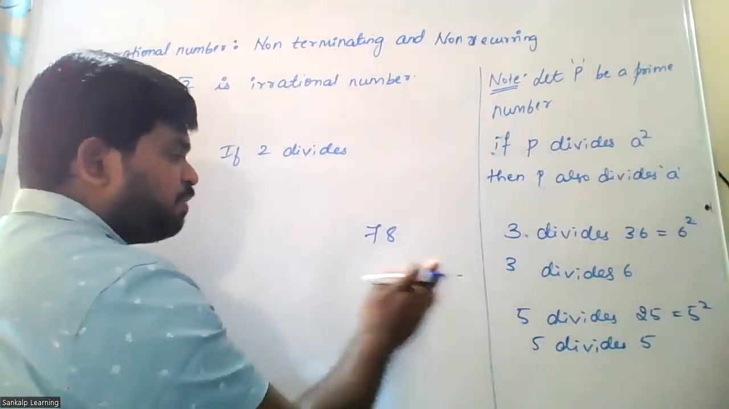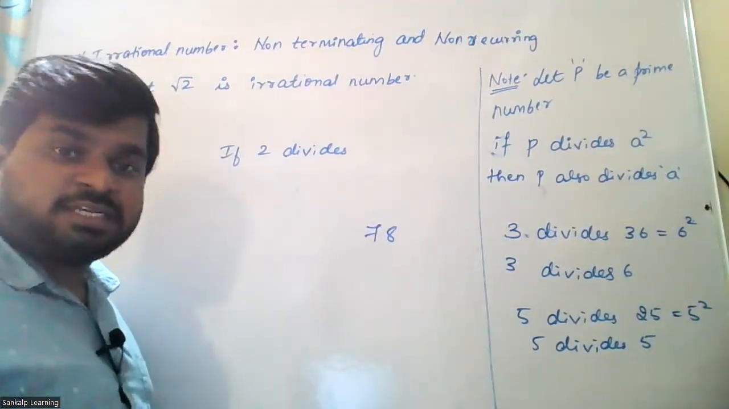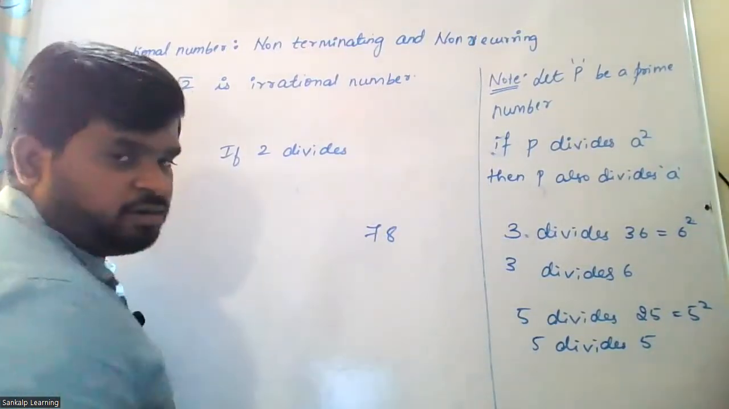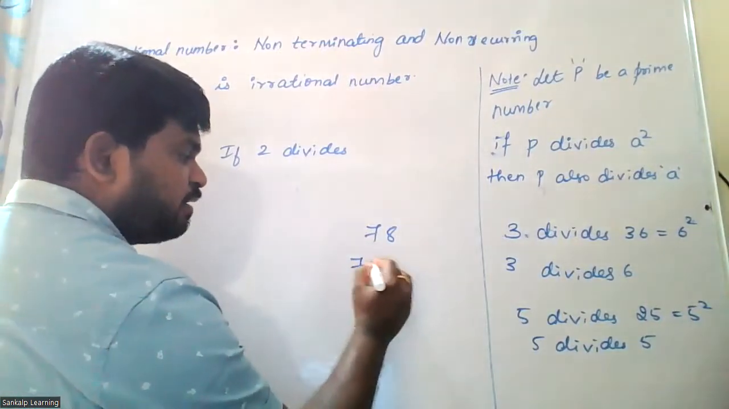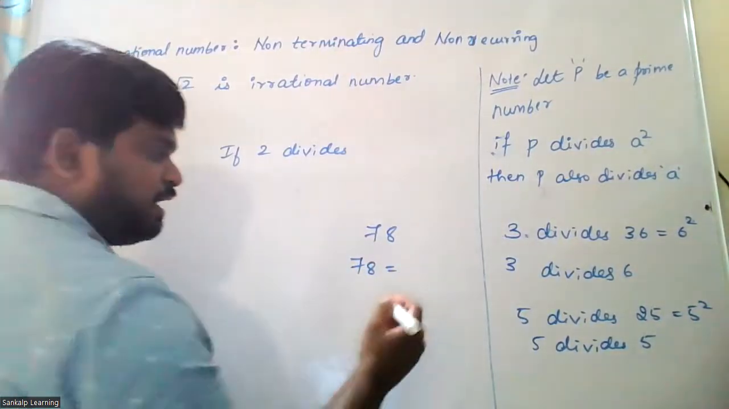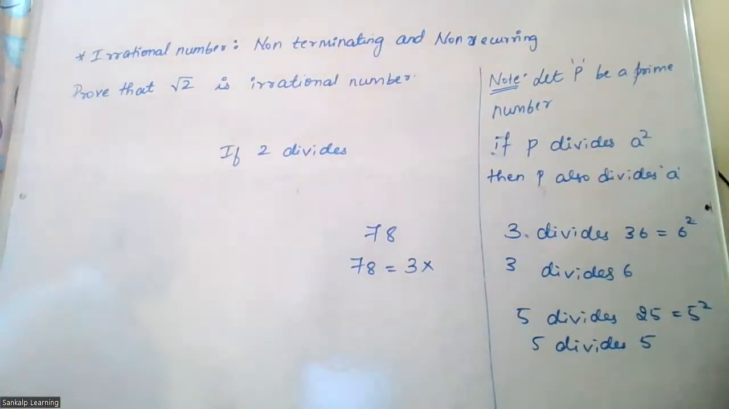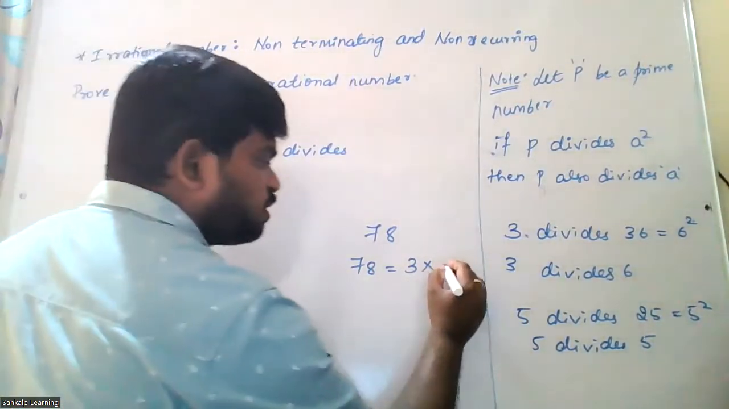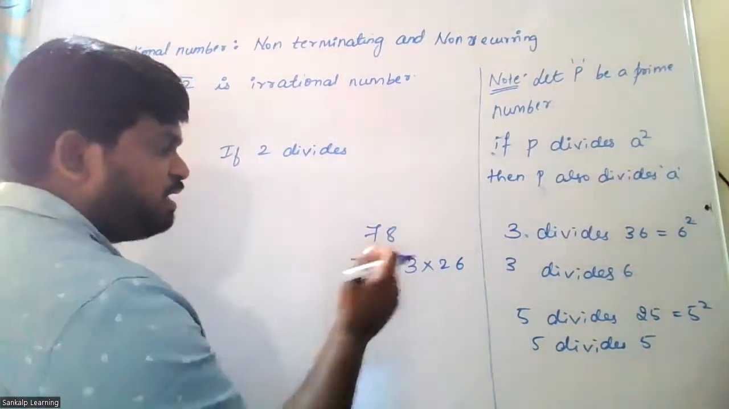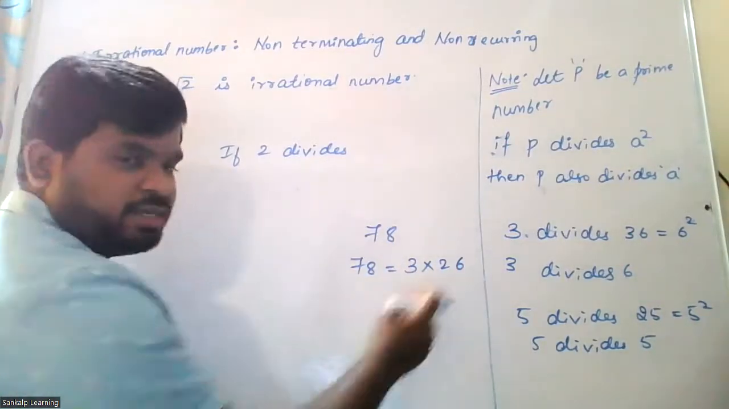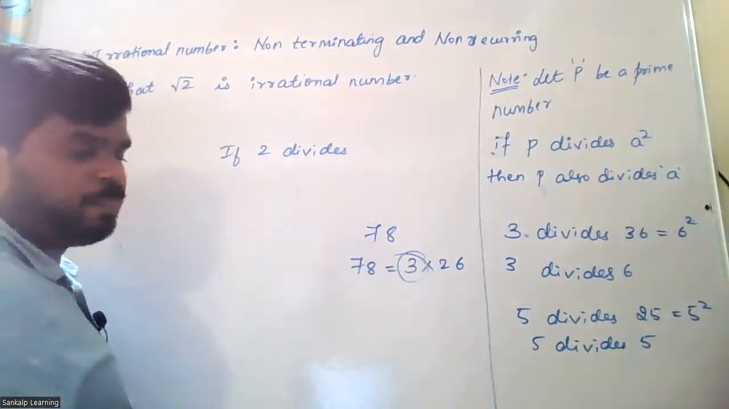Let's take another example. 78, is this divisible by 3? Yes, it is divisible by 3. You can check it out. Why? Because this 78 can be written as 3 into 26. It is a multiple of 3. So meaning 78 can be written as 3 into 26. So that's what I'm saying. 78 is a multiple of 3.